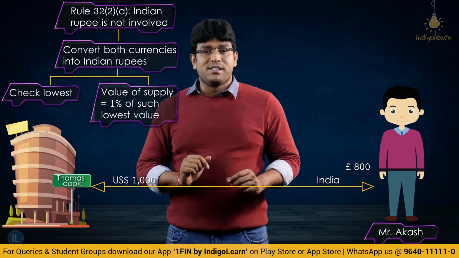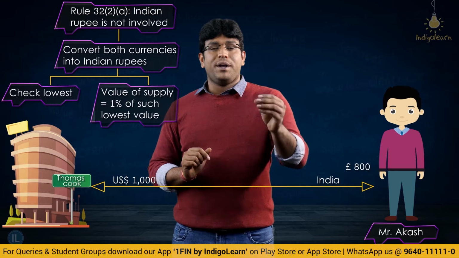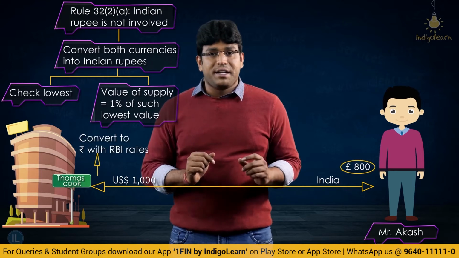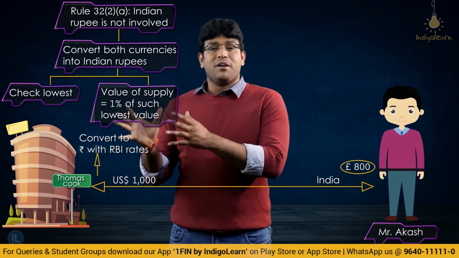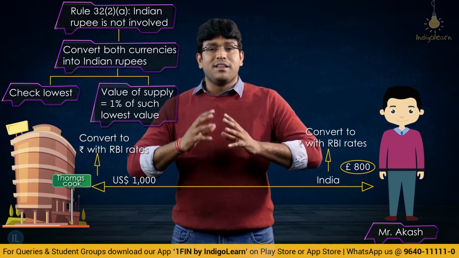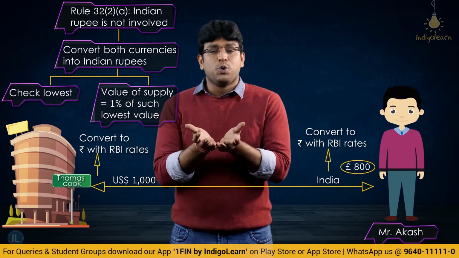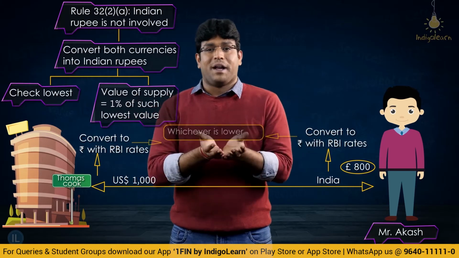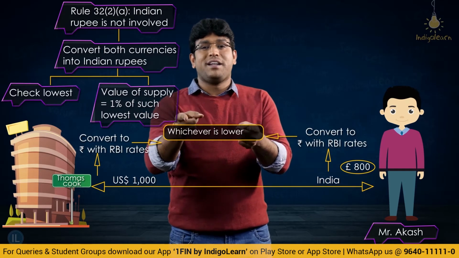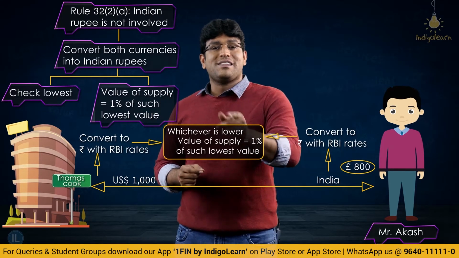Now what we'll do is we'll convert the $1,000 into Indian rupees considering the RBI rate, and we'll also convert the pounds into Indian rupees considering the RBI rate, and out of those two we will check whichever is lower, and of that 1% will become the value of supply.